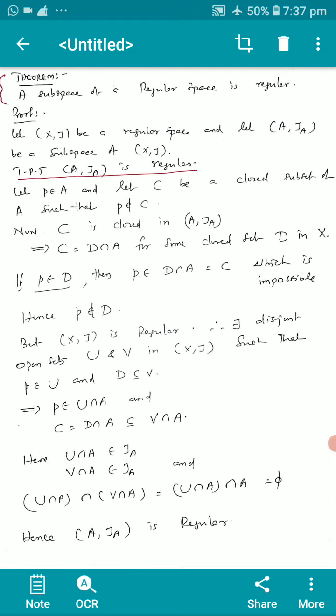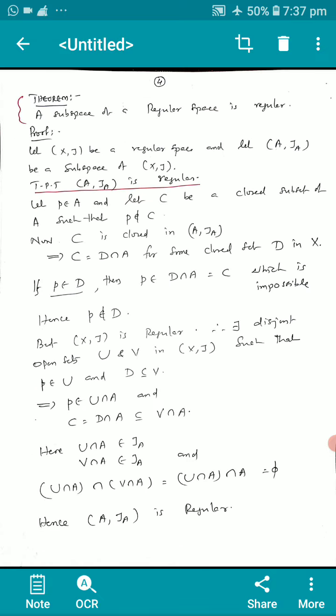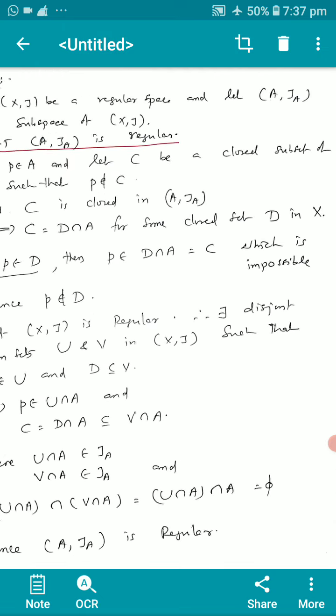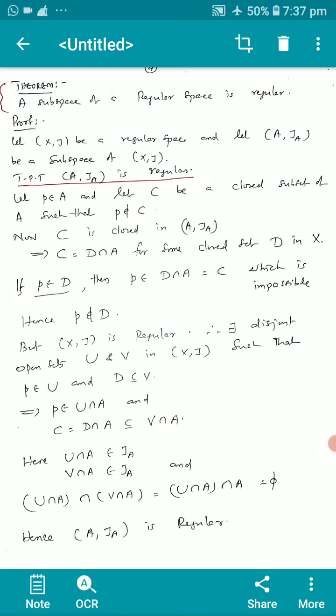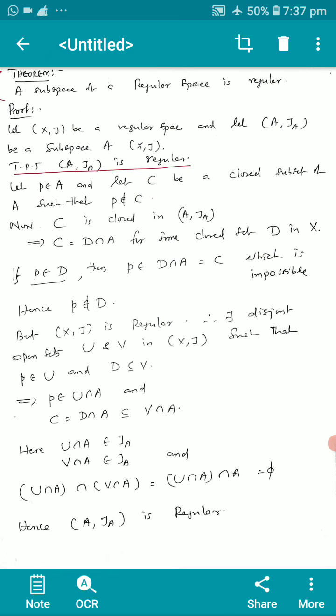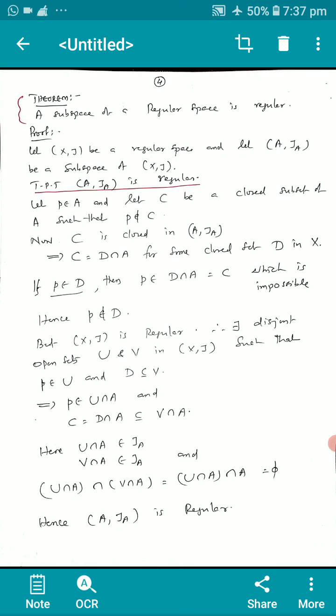Proof. Let X be a regular space and let A with subspace topology tau A be a subspace of X. We have to prove that A with tau A is regular. Let P be in A and let C be a closed subset of A such that P is not in C. Now C is closed in A with tau A. This implies C equals D intersection A for some closed set D in X.